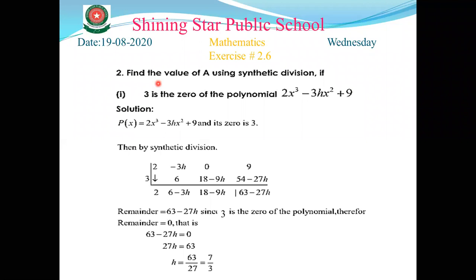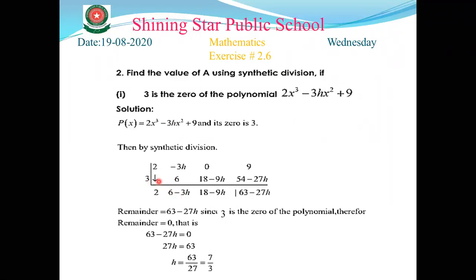So, p(x) is equal to 2x cube minus 3hx square plus 9 and its 0 is 3. So we can simply divide by 3. Solve with 3. Now 2, then x square coefficient is minus 3h. Now what is the coefficient of x? Nothing, because we don't have the variable x here. So that's why we write 0 here. Next is 9. Okay. We take 2 as it is. Next step, 3 multiplied by 2 is 6. Now add 6 and minus 3h. It will give you 6 minus 3h.